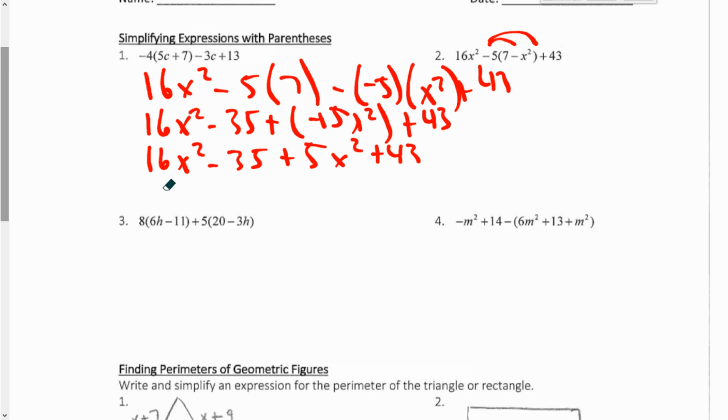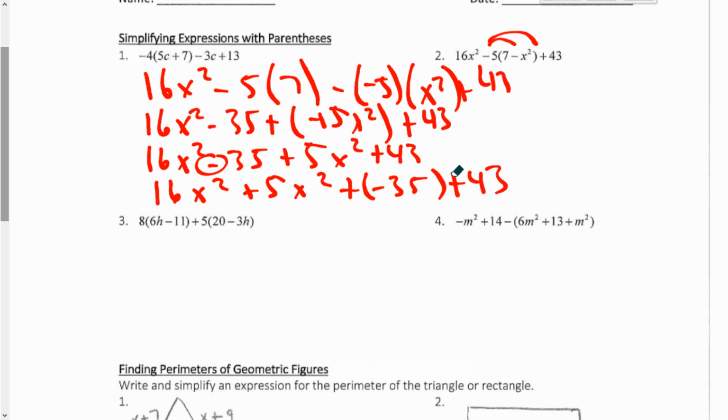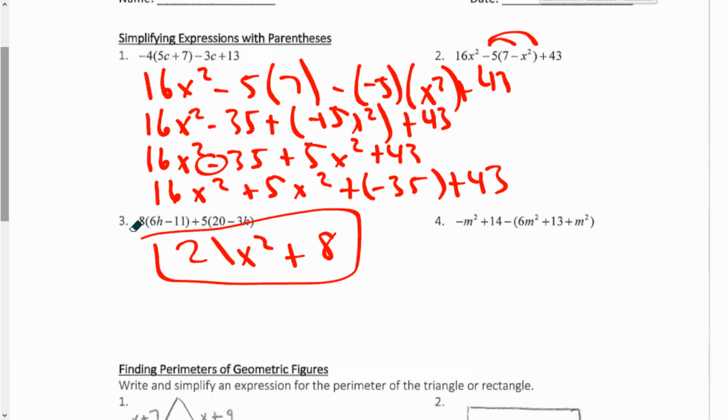So then I can put my like terms next to each other. So I have 16x squared plus 5x squared. I'm going to rewrite this as addition, so plus negative 35 plus 43. Working down, and I apologize, I'm all over the place here, but 16x squared plus 5x squared is 21x squared. And then negative 35 plus 43 is positive 8. So my simplified expression is 21x squared plus 8. Again, just a reminder, I cannot put these together because they're not like terms. They either both have to have the same variable part or they need to not have a variable part at all.